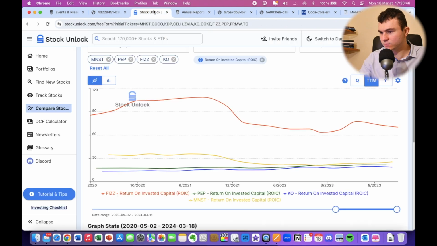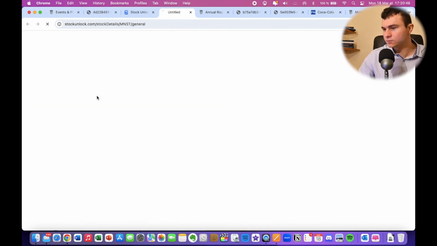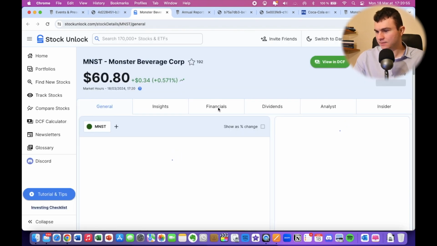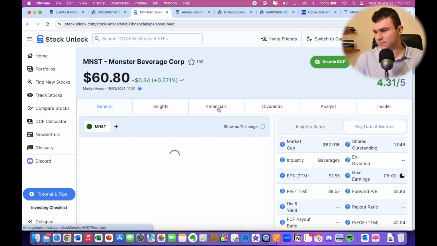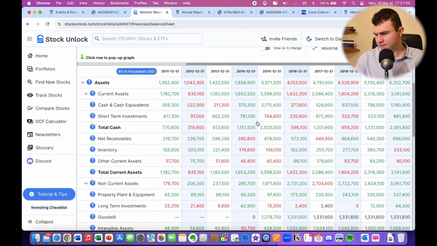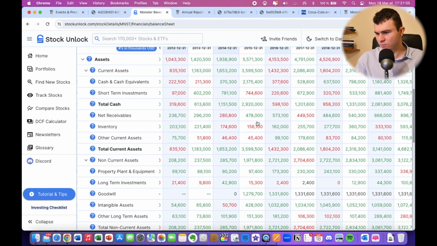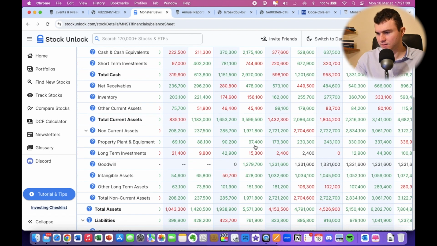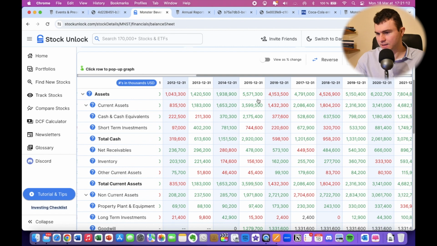And as we've seen, let's go back to the Monster Beverage page. Let's go back to Stock Unlock, go back to financials and see the balance sheet. Okay, so on the balance sheet, you had some goodwill in 2015, 2016. That's the cash here that decreased from 15 to 16. You have some big acquisition here.